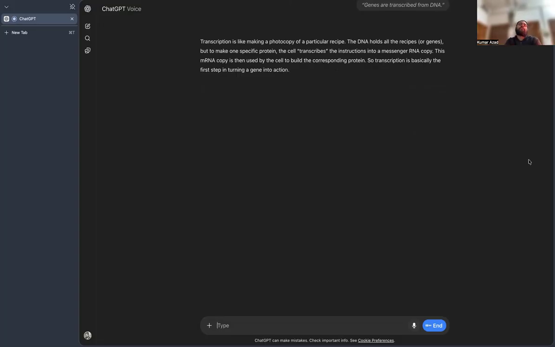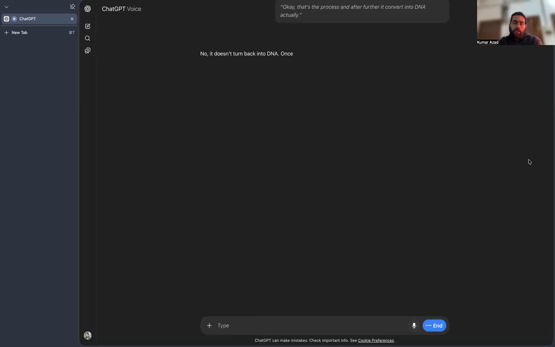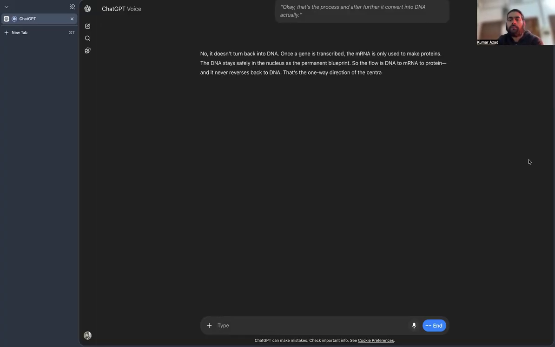Okay, that's the process, and after that, further, does it convert into DNA actually? No, it doesn't turn back into DNA. Once a gene is transcribed, the mRNA is only used to make proteins. The DNA stays safely in the nucleus as the permanent blueprint. So the flow is DNA to mRNA to protein, and it never reverses back to DNA. That's the one-way direction of the central dogma.